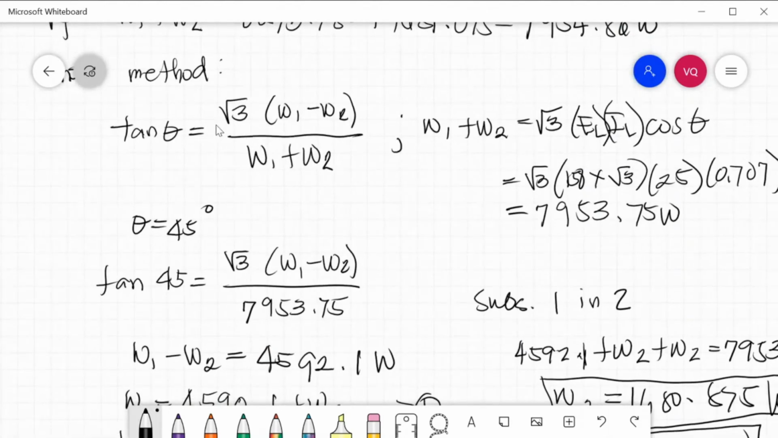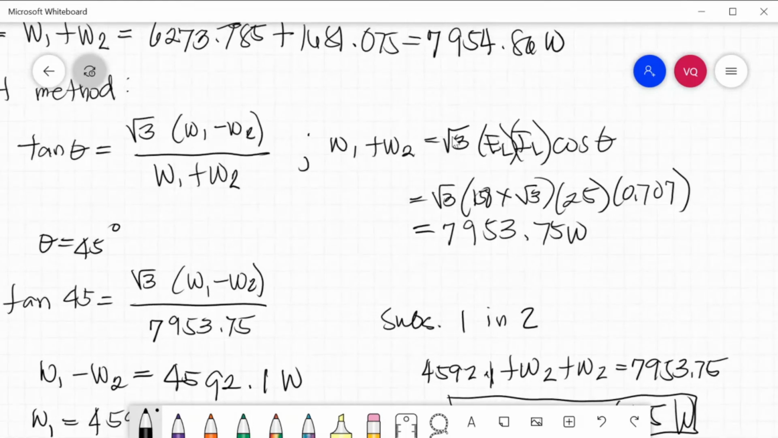So, tan theta is equal to square root of 3 times wattmeter 1 minus wattmeter 2 divided by wattmeter 1 plus wattmeter 2. So, wattmeter 1 plus wattmeter 2 is the total power. We can solve that one by square root of 3 ELIL cosine theta. From our given parameters, the phase voltage is 150. What we need is the line voltage. So, we multiply that one by square root of 3 para maging line voltage. So, wattmeter 1 plus wattmeter 2, that is our total power, equal to 7,953.75. So, same lang din yung nakuha natin dito.